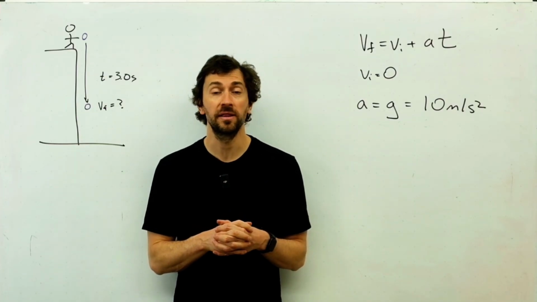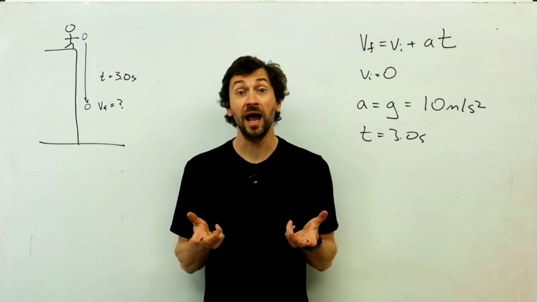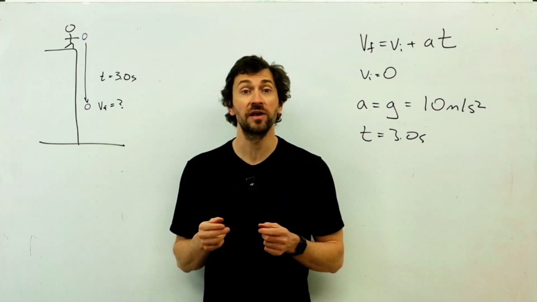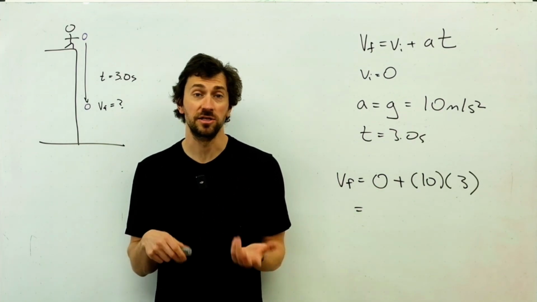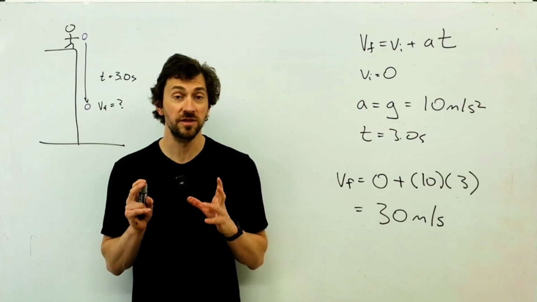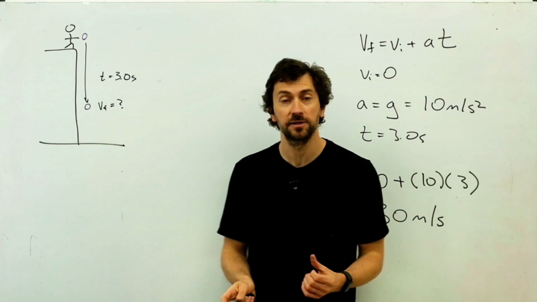The last thing we need to put in there is the time. Time is 3 seconds. So now we're able to take these numbers and plug them into the equation to calculate for the final velocity. So we get 0 plus 10 times 3, that's 0 plus 30. All right, so the final velocity of this ball here is going to be 30 meters per second.